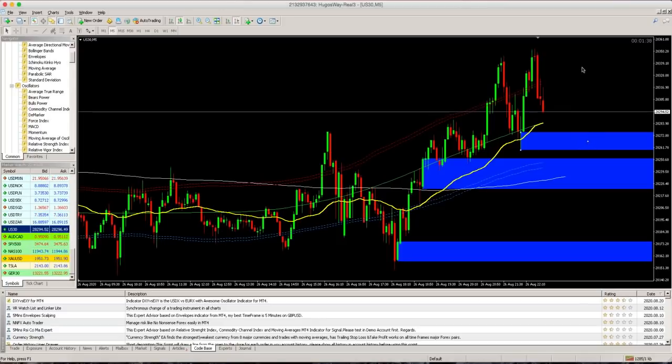So I would enter this. This is what it's testing right now. It's testing the zone. So seeing that it's creating higher highs, I'm gonna wait until it does its thing. It's testing it. This is a double top, so right now it's testing the zone. The moment I see bullish movement, I'm entering the market. The moment I see rejection, I'm gonna enter the market.